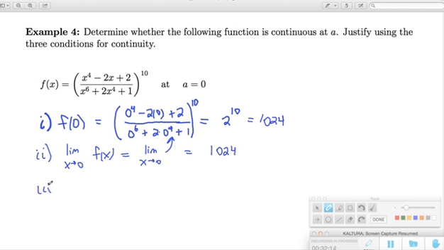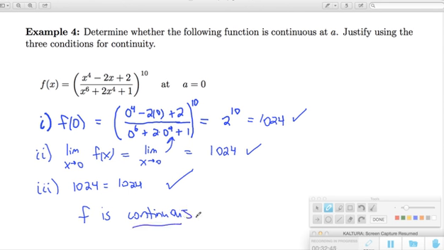Now part 3 is that the limit from part 2 has to equal the limit from part 1, and it does, right? Because 1024 equals 1024 no matter what. So actually the third condition is satisfied along with the first and second. So because of that, that is a continuous function. So in this particular problem, f is continuous. So that's done.